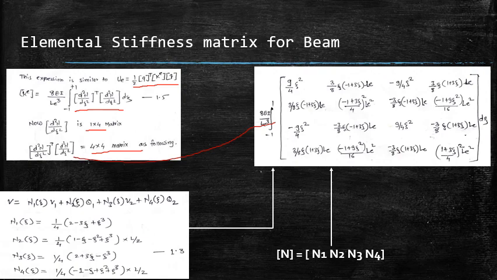And how did we obtain this matrix? Remember, this N represents shape functions. So the N matrix represents shape functions N1, N2, N3 and N4, and all are represented as functions of zeta, where zeta will vary from -1 to +1. That's why the limits of the integral are from -1 to +1, and this is the matrix obtained by the product of d2N by d zeta square transpose into d2N by d zeta square.